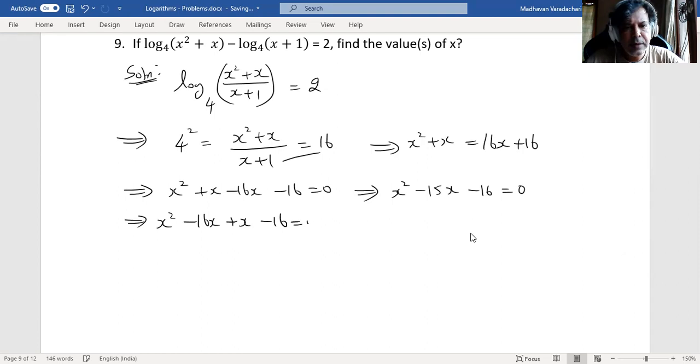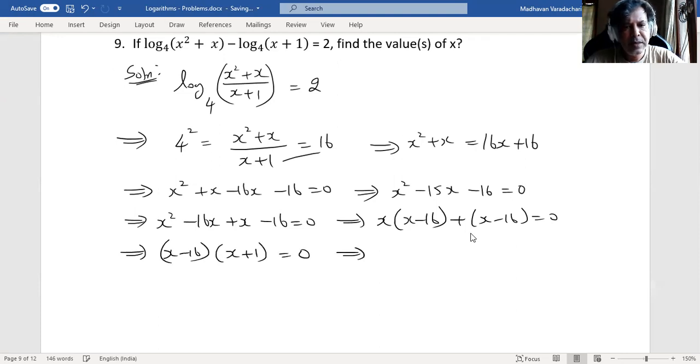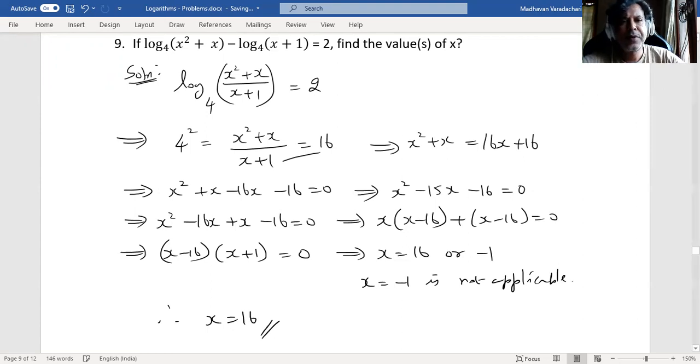We can express this. Now I can factorize this. x times x minus 16 plus x minus 16 equal to 0, or x minus 16 times x plus 1 equal to 0, which means x is 16 or minus 1. x equal to minus 1 is not applicable. Therefore, x equal to 16 only. So that is the solution for this particular problem.